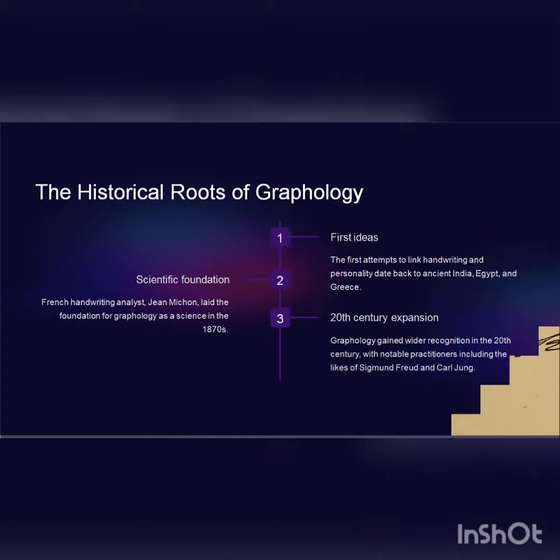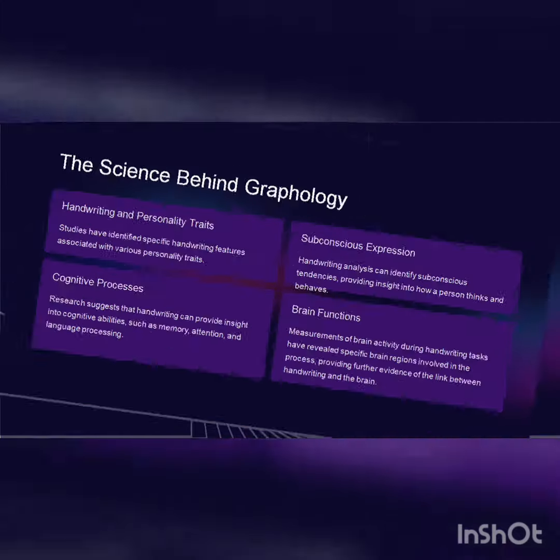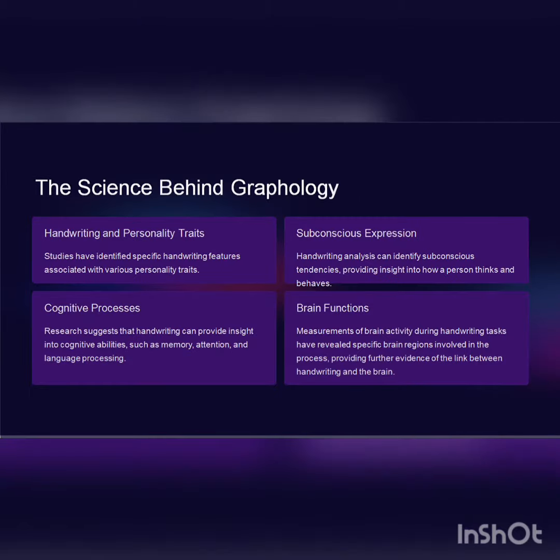The historical roots of graphology. First ideas. Scientific foundation. French handwriting analyst Jean Michon laid the foundation for graphology as a science in the 1870s. The first attempts to link handwriting and personality date back to ancient India, Egypt, and Greece. 20th century expansion. Graphology gained wider recognition in the 20th century, with notable practitioners including the likes of Sigmund Freud and Carl Jung.